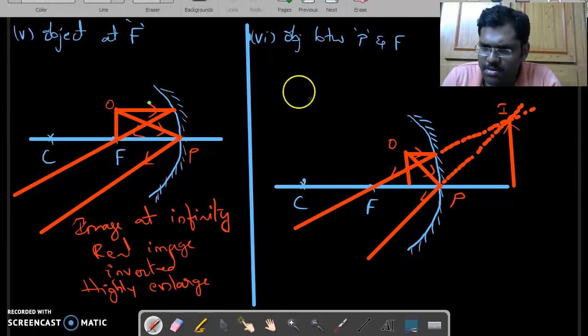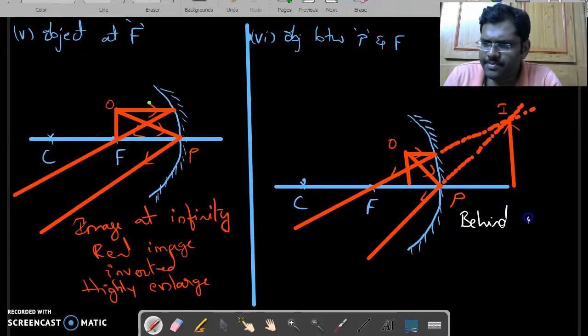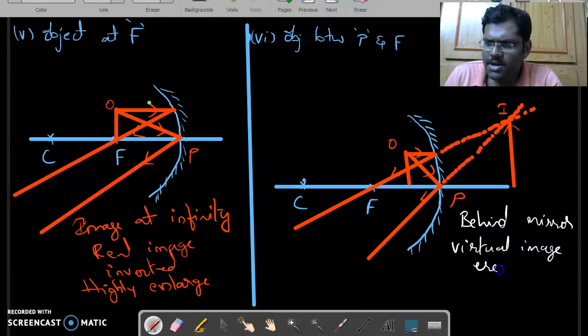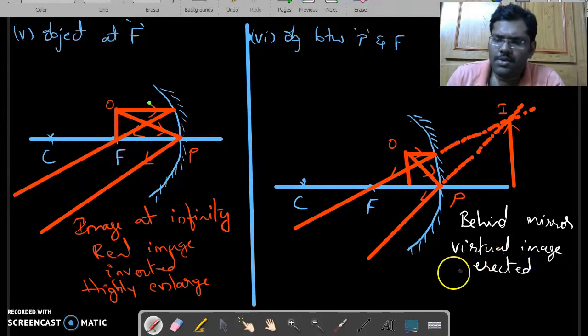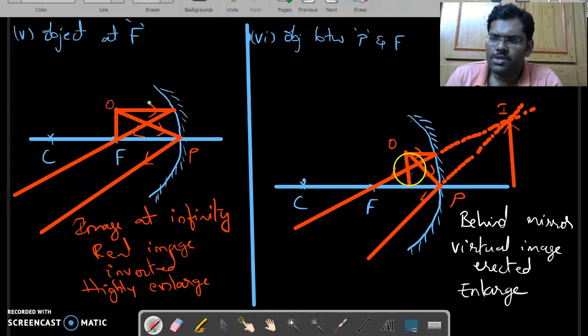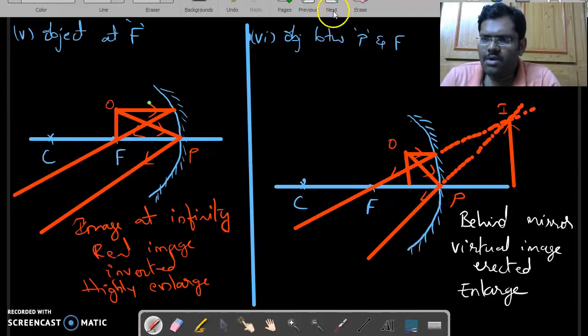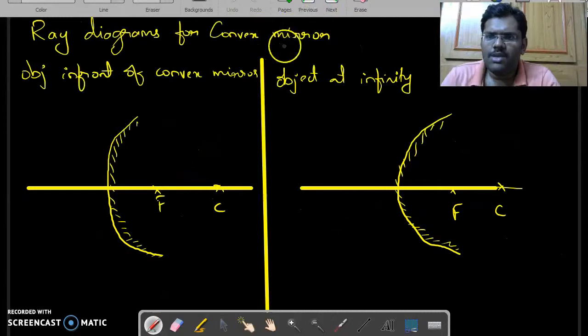So the image is formed behind the mirror, and the nature of the image will be virtual. We get an erect, that is an upright image over here, and the size of the image will be enlarged. If we see the object and the image here, we can compare the size. And next we are going for the ray diagrams for the convex mirrors.